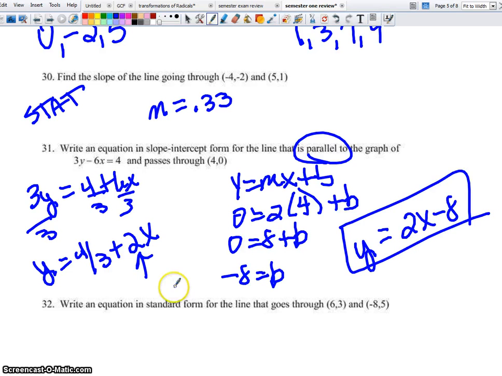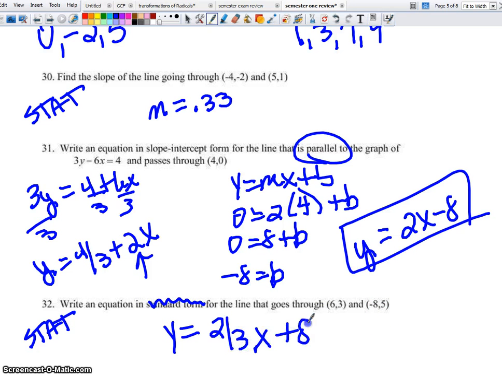Okay, I'm running out of time on this video, so I'm going to pause it. I'm going to work number 32, and then I'm going to put the answer on it. Ignore the standard form, put these into stat, and you end up with y is equal to 2/3 x plus 8. This is the end of part 1's video.